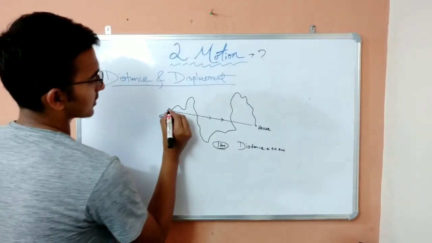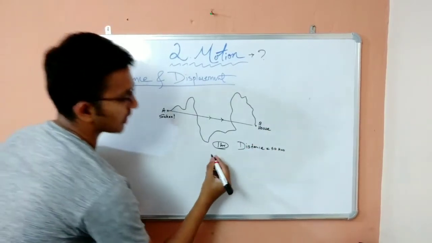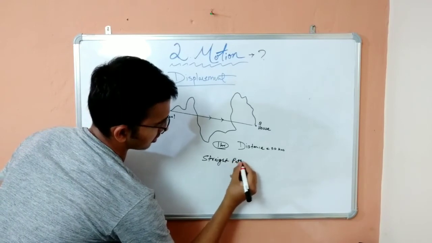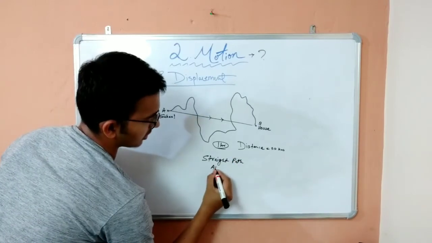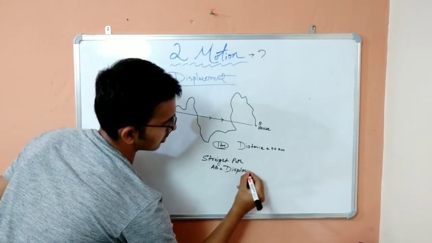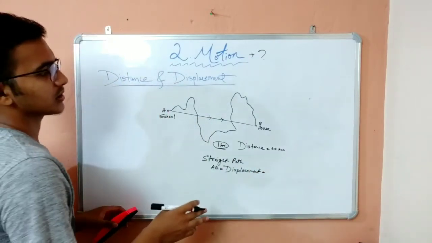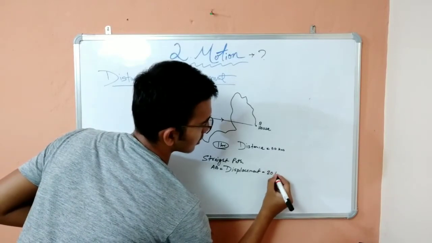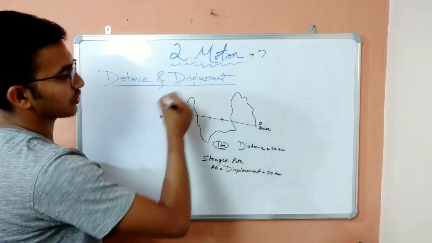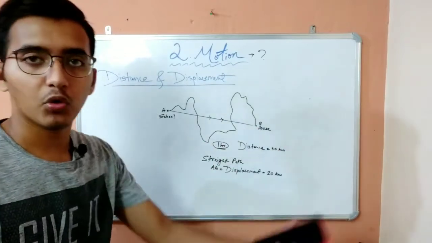So this straight path, suppose this was position A and this was B. So this straight path AB will be your displacement. And suppose that displacement was 20 kilometers. Why 20 kilometers? Why not 50 kilometers? Because now you're traveling straight. You don't have to take so many turns. If you take so many turns, it will also cover more distance.